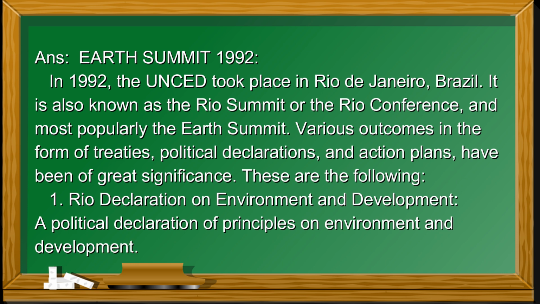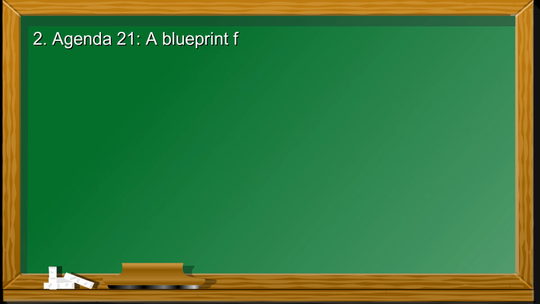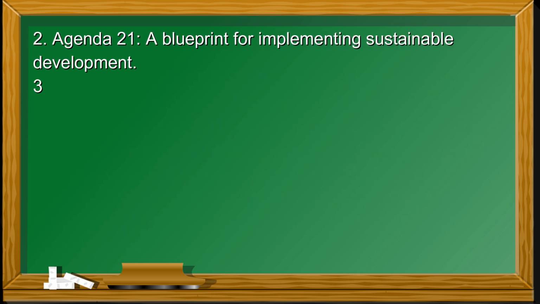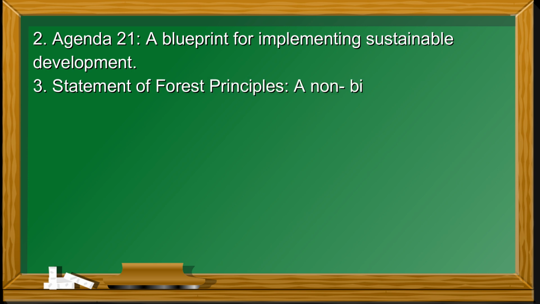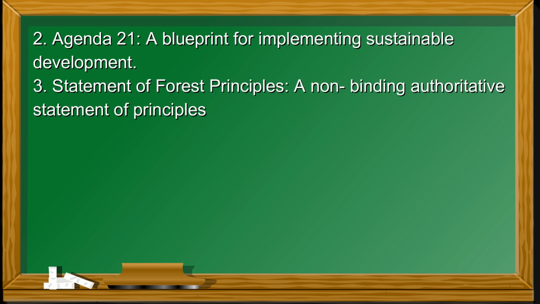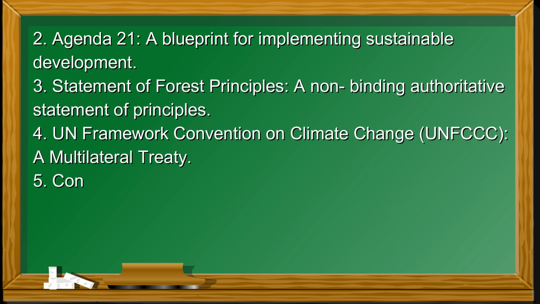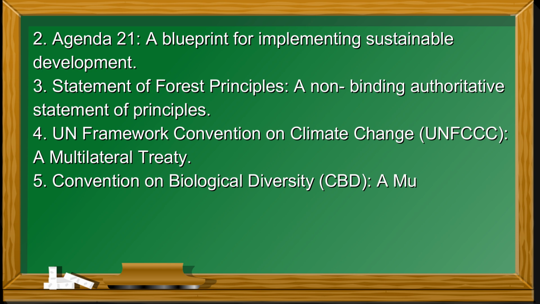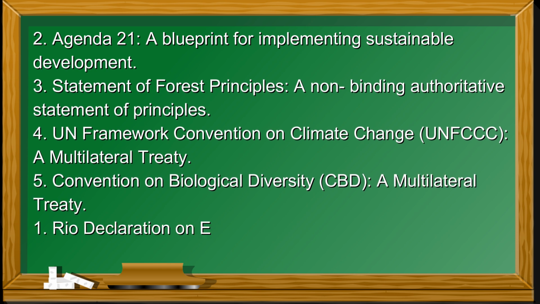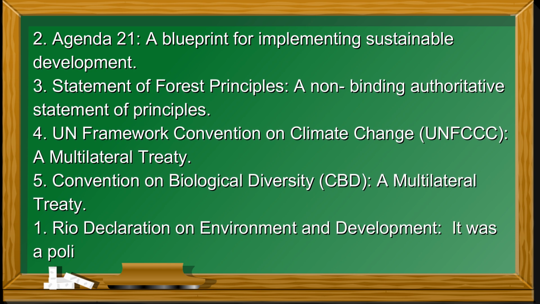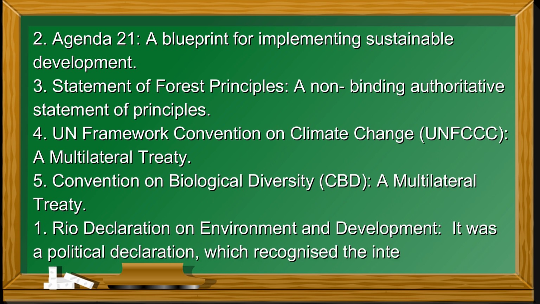These are the following. 1. Rio Declaration on Environment and Development, a political declaration of principles on environment and development. 2. Agenda 21, a blueprint for implementing sustainable development. 3. Statement of Forest Principles, a non-binding authoritative statement of principles. 4. UN Framework Convention on Climate Change, UNFCCC, a multilateral treaty. 5. Convention on Biological Diversity, CBD, a multilateral treaty.